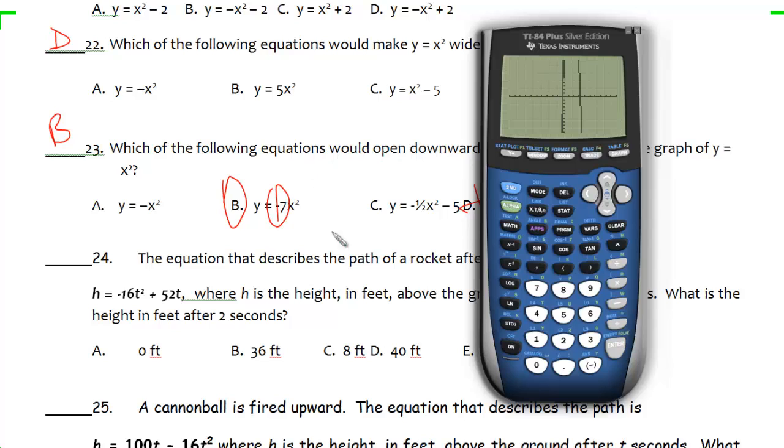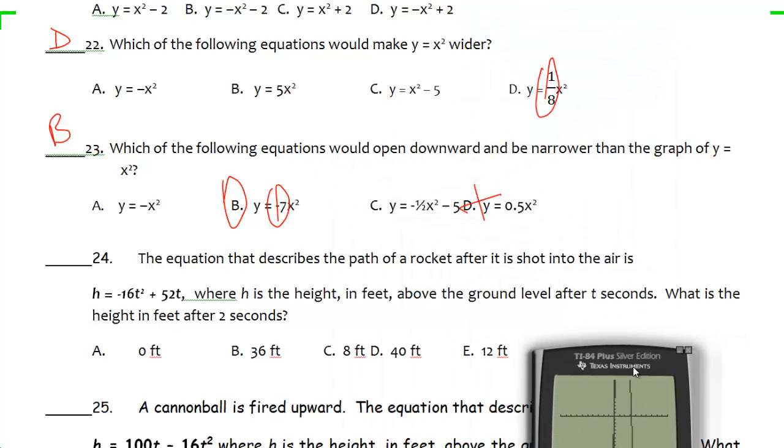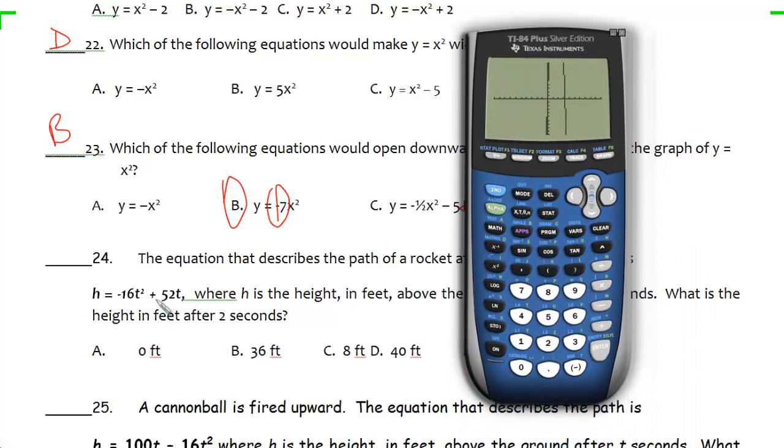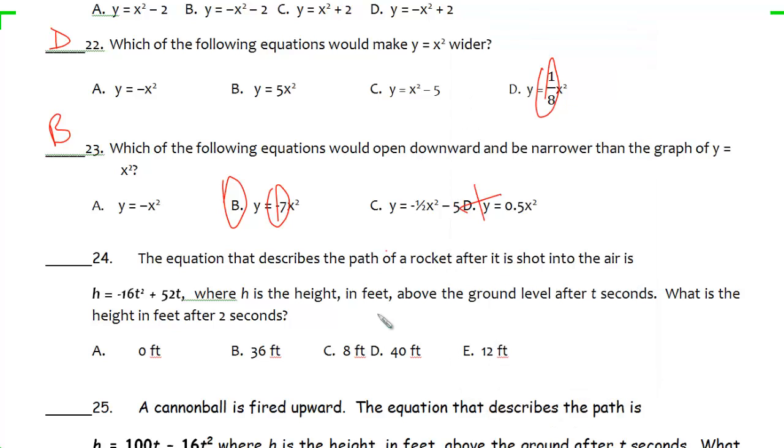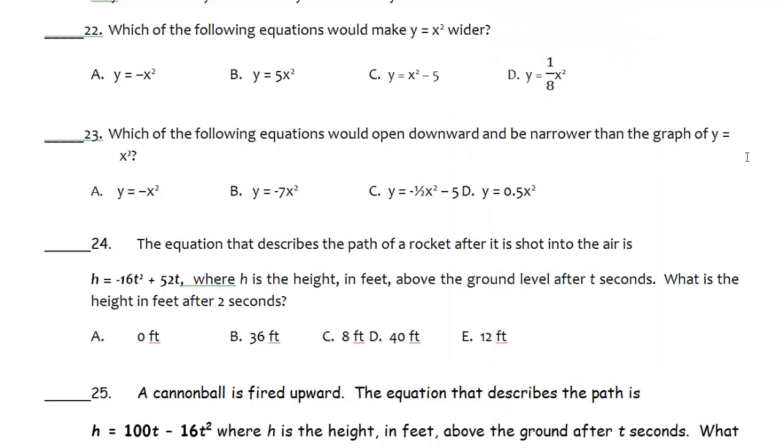But what I'm ultimately asked is, what is the height in feet after t seconds? So I want this function evaluated when t is 2. So I can go to my table for that purpose, and I see when I plug in 2 for t, for the time, my rocket is at the output 40 feet. And we'll scroll down and finish up the last one here.